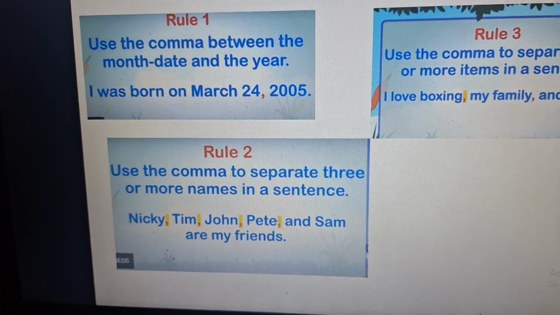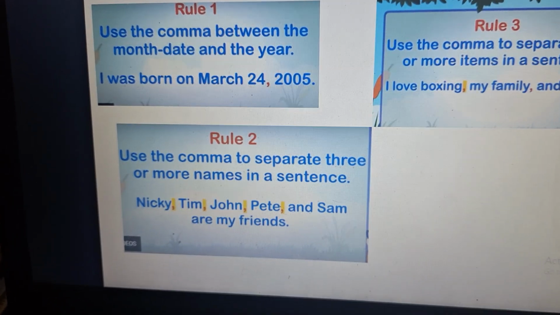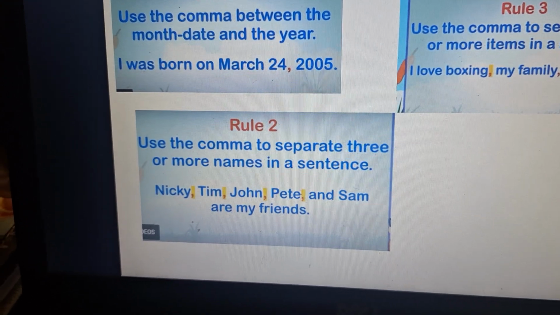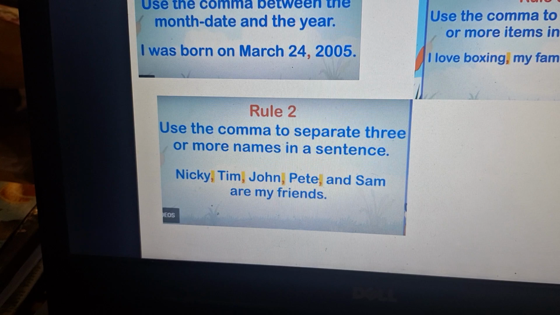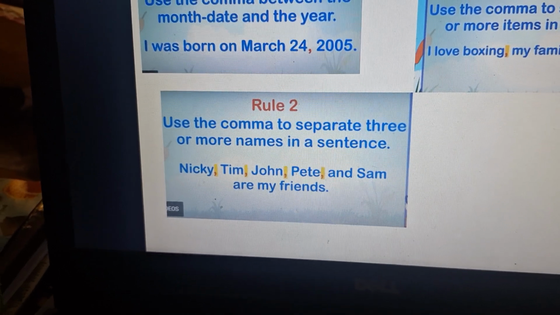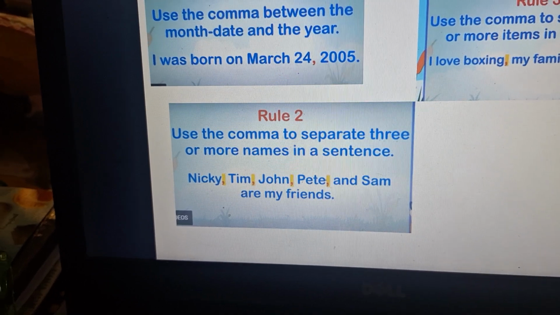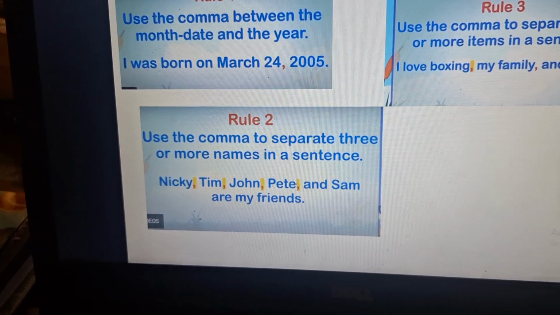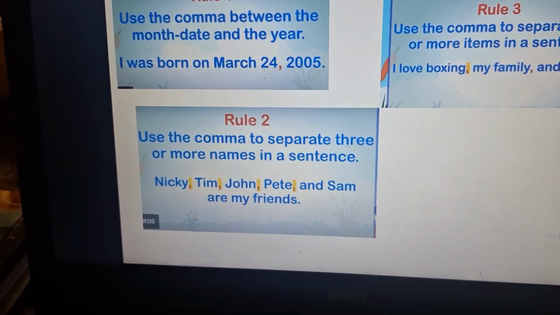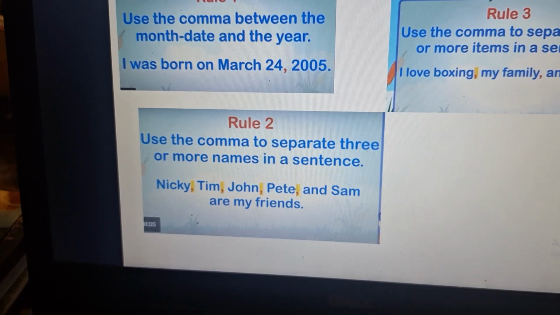And after month, then date, then comma, then year and full stop. And where do we use comma? Second rule says when there are more names in a sentence or more items in a sentence, we separate the items by comma. I hope you have understood. For comma, we have to pause for very little time. We have to pause for 1 second for comma.